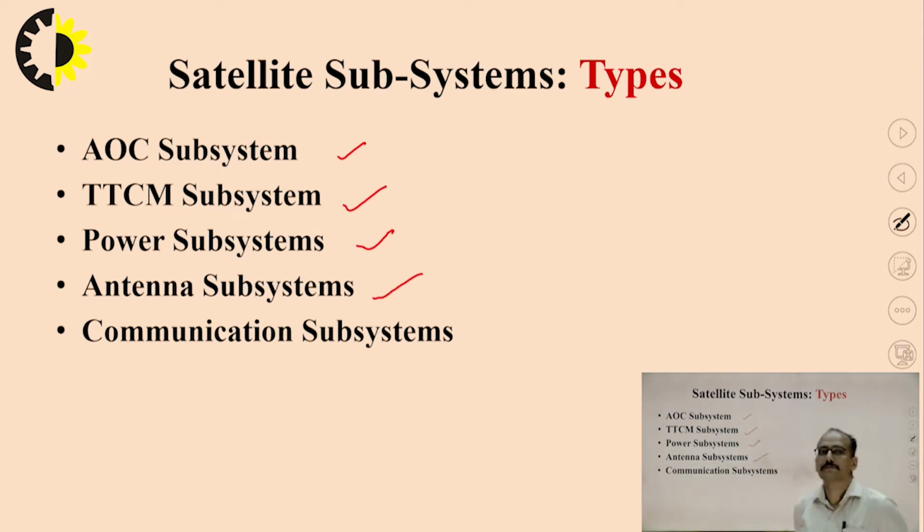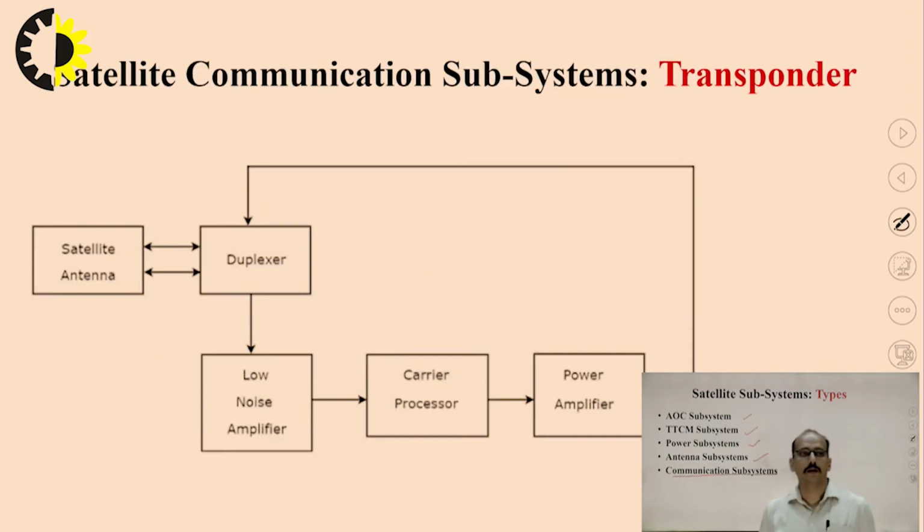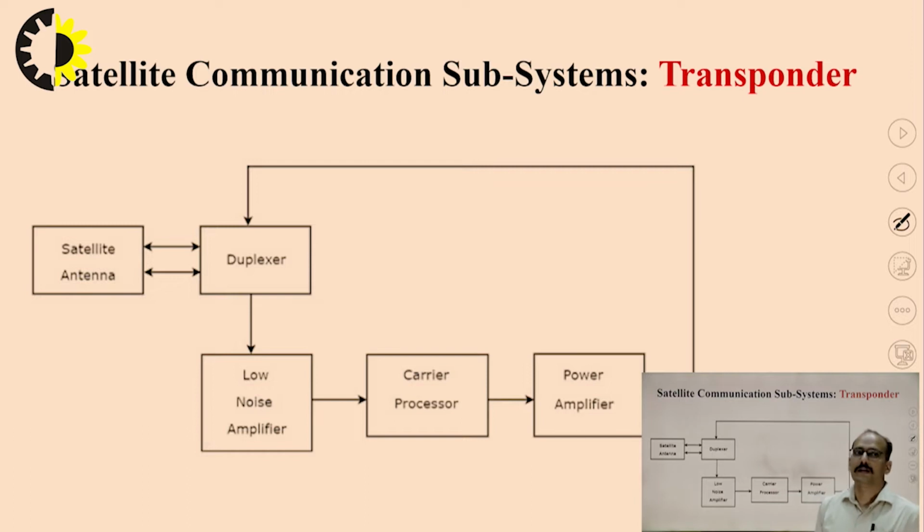In the previous lecture, we studied various satellite subsystems: AOCS, TTC&M, power, and antenna subsystem. Today we are going to concentrate on the heart of the satellite, the communication subsystem, because all the revenue generated by a satellite organization or space segment organization comes through this communication part. It plays a very important role in satellite communication, and the main component of a satellite communication subsystem is the transponder.